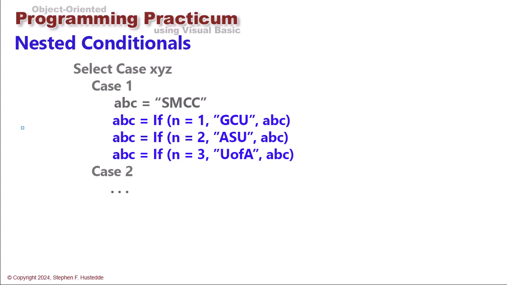A conditional structure inside another conditional structure is known as a nested conditional. In the next video, we'll look at how to use logical operators to examine multiple expressions in the same fork.